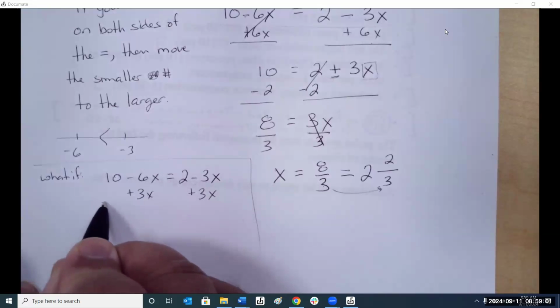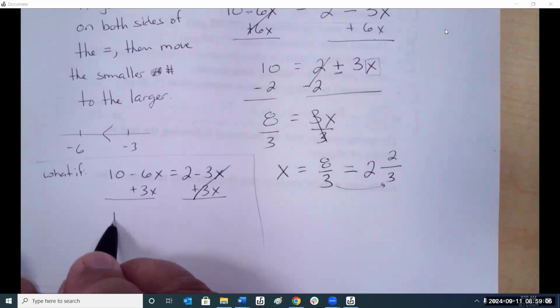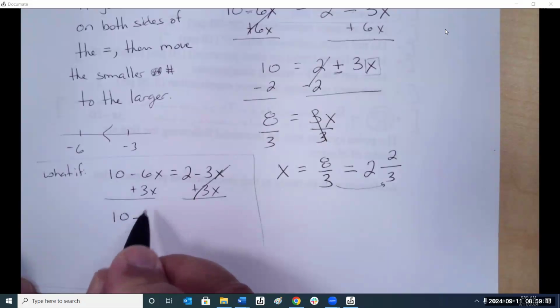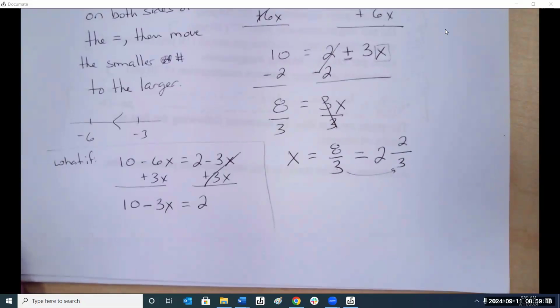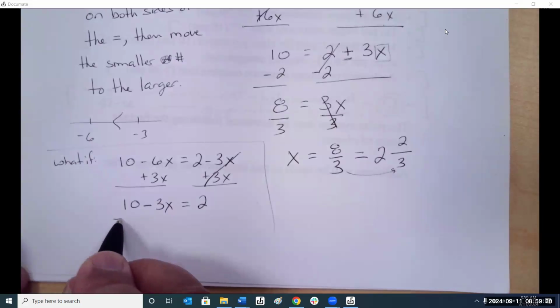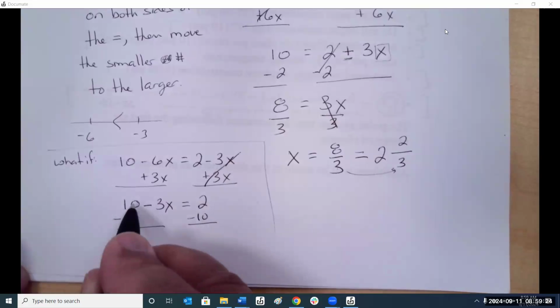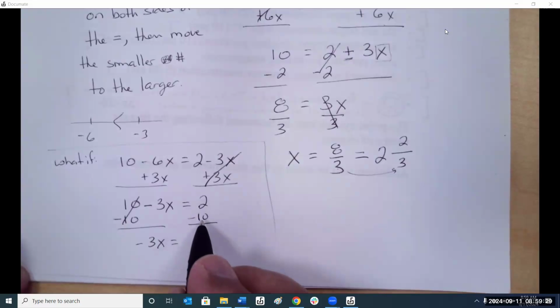The 3x cancels there. So we have 10. Since the signs are different, take the sign of the larger number and subtract. 6 minus 3 is 3x. The 3's cancel on that side. Subtract 10 from both sides. They're different signs. Take the sign of the larger and subtract. 10 minus 2 is 8.